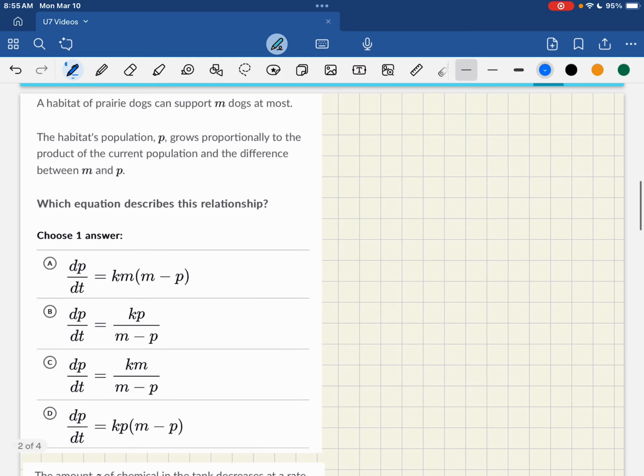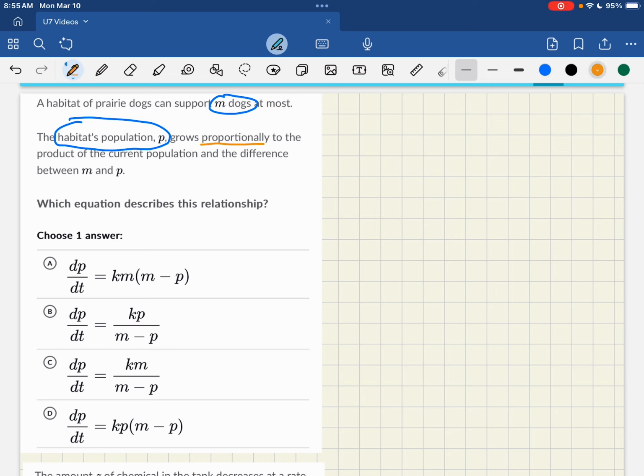Okay, so habitat of prairie dogs can support M dogs. Okay, that's important to know. M represents number of dogs. The habitat's population is P. So P is habitat's population. We'll go ahead and circle that. It grows proportionally. Okay, so we have two things happening here.